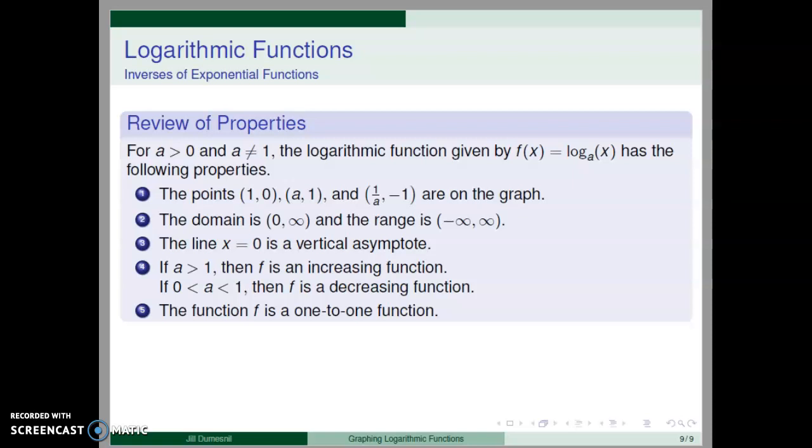In either case, the logarithmic function is a one-to-one function, and that's going to be important when we solve equations in the next video.